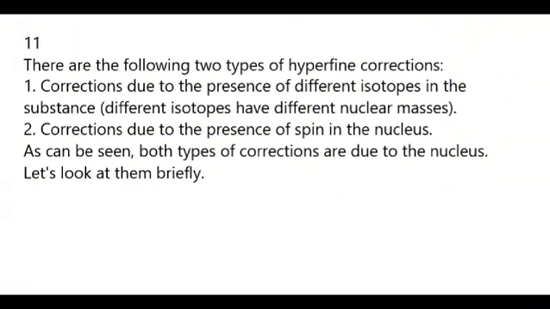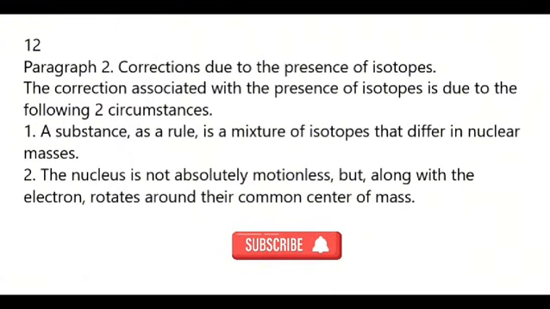There are the following two types of hyperfine corrections. 1. Corrections due to the presence of different isotopes in the substance. Different isotopes have different nuclear masses. 2. Corrections due to the presence of spin in the nucleus. As can be seen, both types of corrections are due to the nucleus. Let's look at them briefly. Paragraph 2. Corrections due to the presence of isotopes.